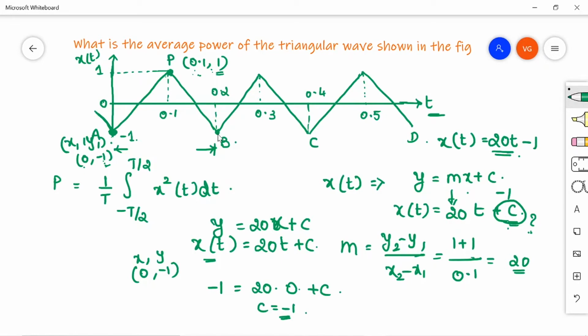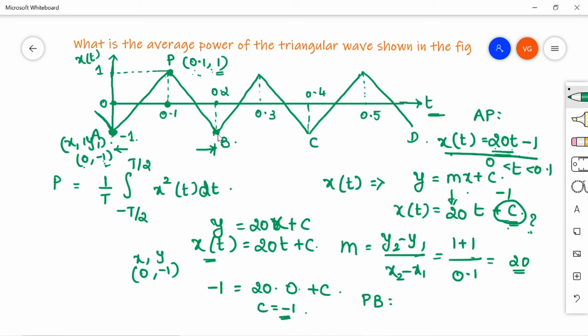P you call. From again P to B, it is a falling curve, right? So this is not a ramp, this is increasing ramp and this is decreasing ramp. So this equation is valid from A to P. Similarly, we have to write the equation from P to B. That is, this signal x of t is defined as 20t minus 1 for t between 0 to 0.1. In this interval, I have defined. Now, I have to define from 0.1 to 0.2.